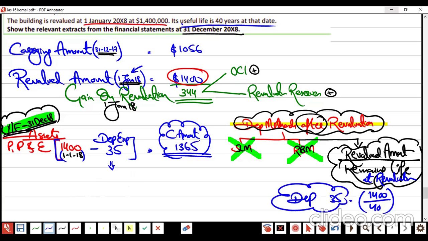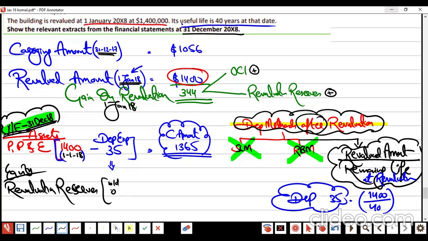1365, and this is the asset side. We have an equity side. Under the equity, we do have share capital, share premium, and retained earnings. After retained earnings, we have the revaluation reserve, right or wrong? How much did you put?